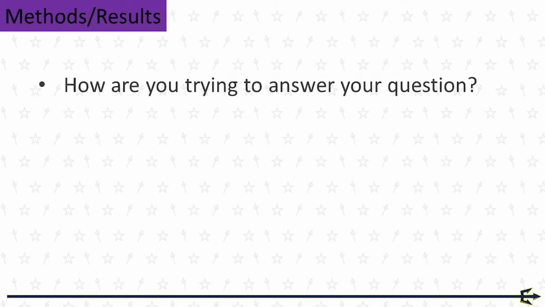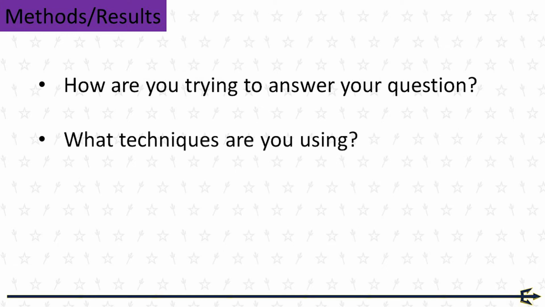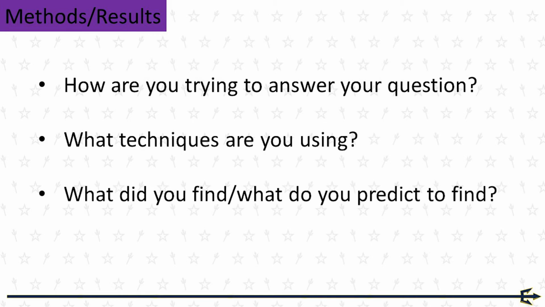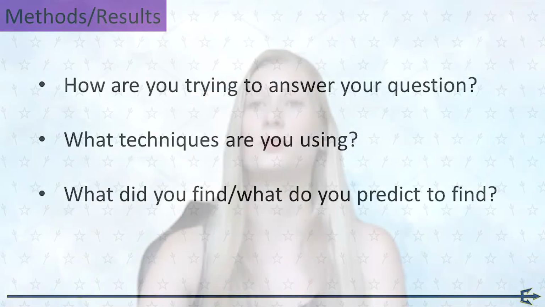In the next section, methods and results, you want to briefly, in general terms, describe how you performed an experiment or assay, or how you're going to answer the question you just posed. What techniques are you using? What populations are you dealing with, etc. If you have results, you will want to lay out a few of the major findings. If you don't have results yet, that's totally fine. You can talk about your hypothesis or the results that you predict.